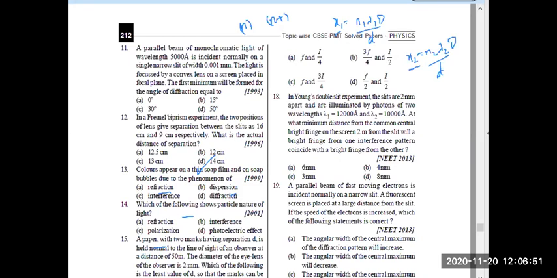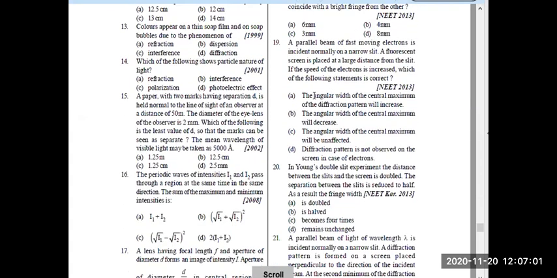Yes, yes Prashant, correct. 18th का A. 19th, a parallel beam of fast moving electron is incident normally on a narrow slit. A fluorescent screen is placed at a large distance from the slit. If the speed of electron is increased, which of the following statement is correct?